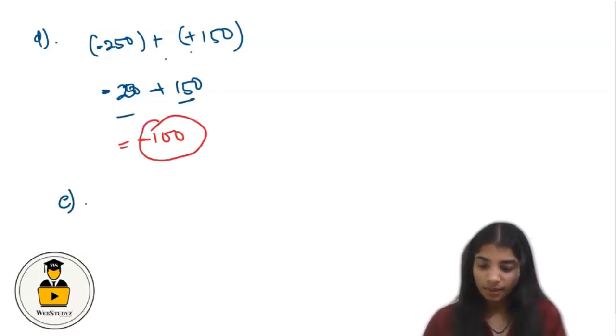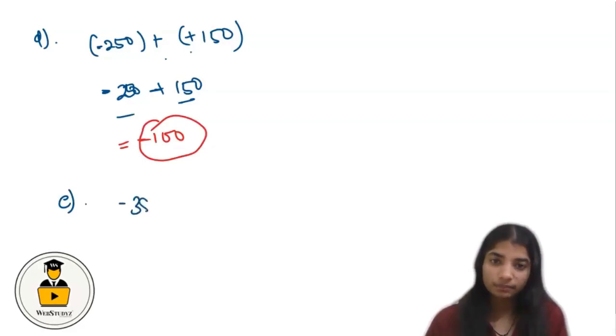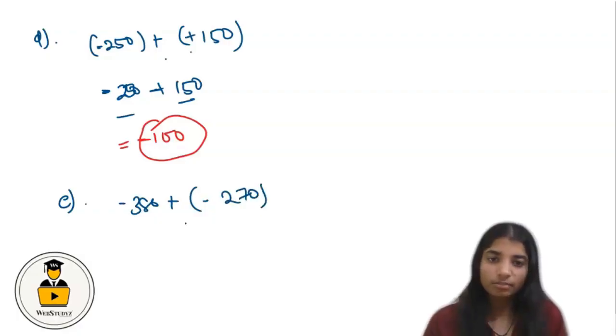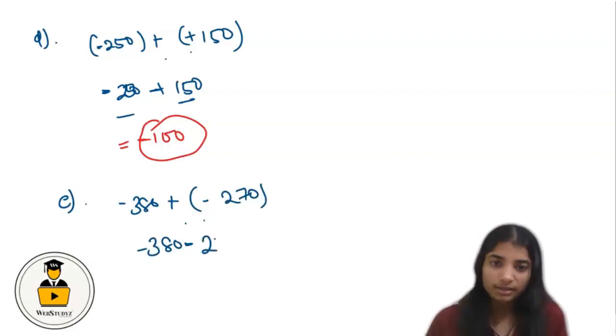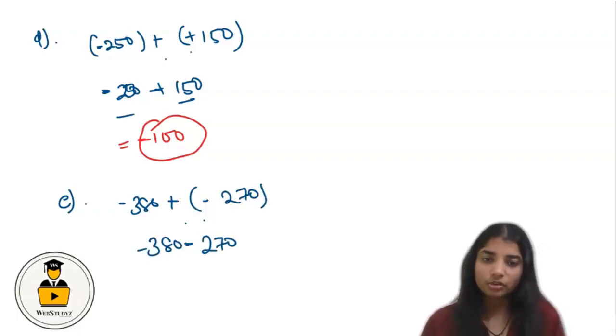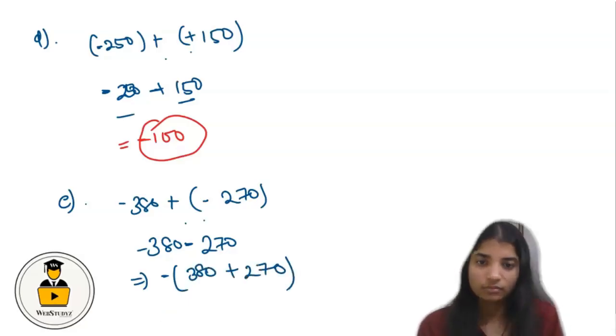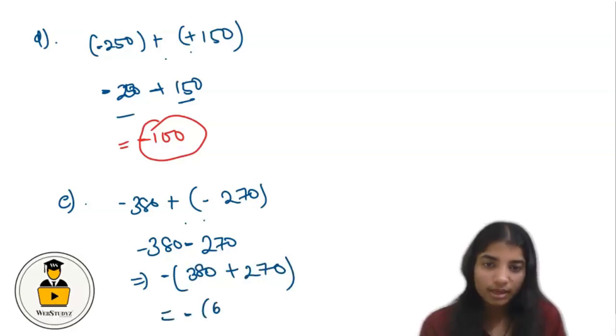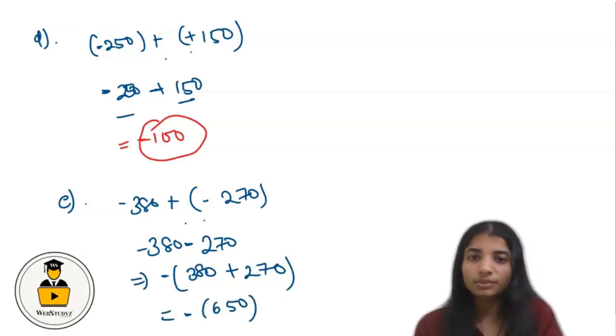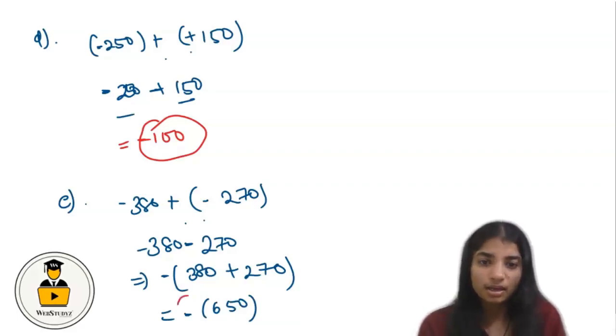Part E is minus 380 plus minus of 270. We know that plus and minus become equals to minus. So this from here is equals to minus 380 minus 270. So from here we are going to take negative common. So this from here is equals to 380 plus 270. Add 380 and 270. This from here is equals to minus 650. So minus 650 is the answer to the part E of this question.